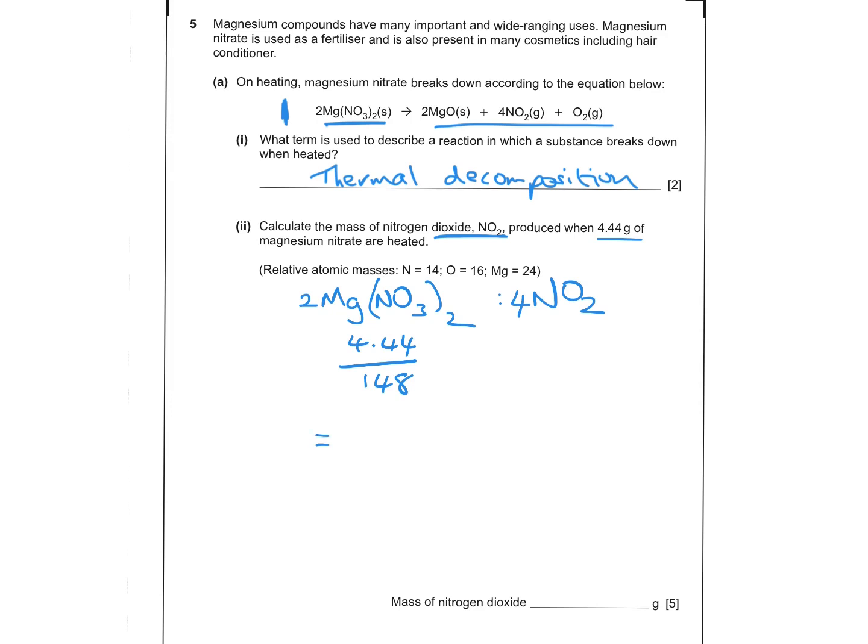That equals 0.03. And we can see that it is a 1 to 2 ratio. So that means we'll get 0.06 moles of nitrogen dioxide. We can now convert that to a mass. Multiply 0.06 by the RFM of NO2, and it is 46. And that gives an answer of 2.76 grams.